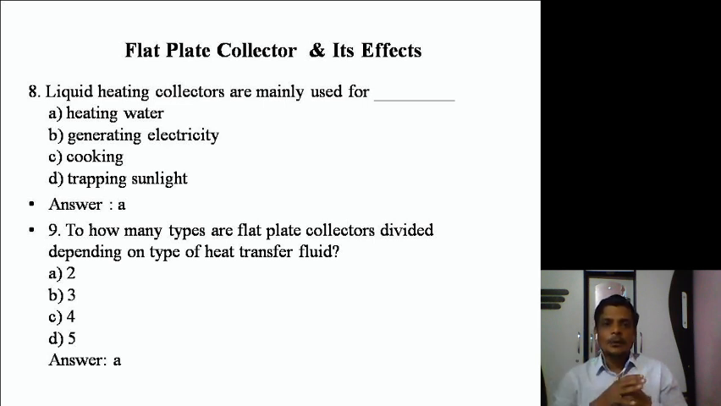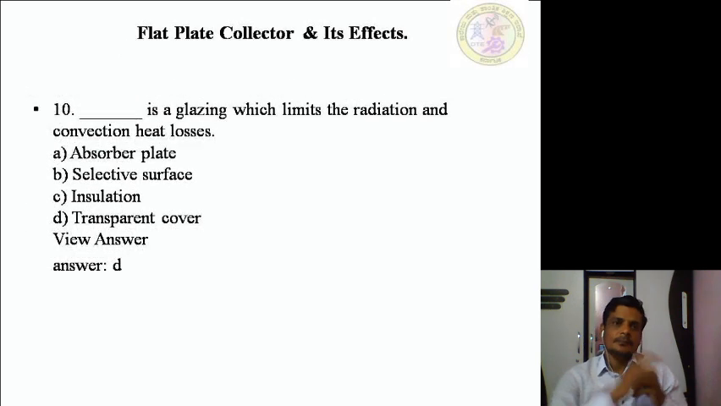Ninth one. Into how many types are flat plate collectors divided depending on the type of heat transfer fluid? Options are A, 2, B, 3, C, 4, D, 5. Here the answer is A, because flat plate collectors are divided into two types depending upon the type of heat transfer fluid. And the last question.